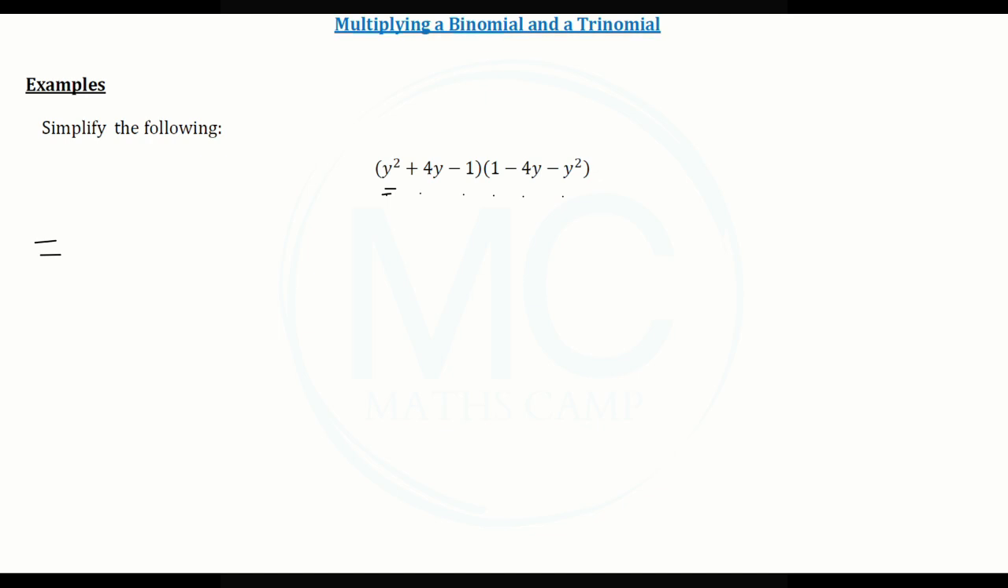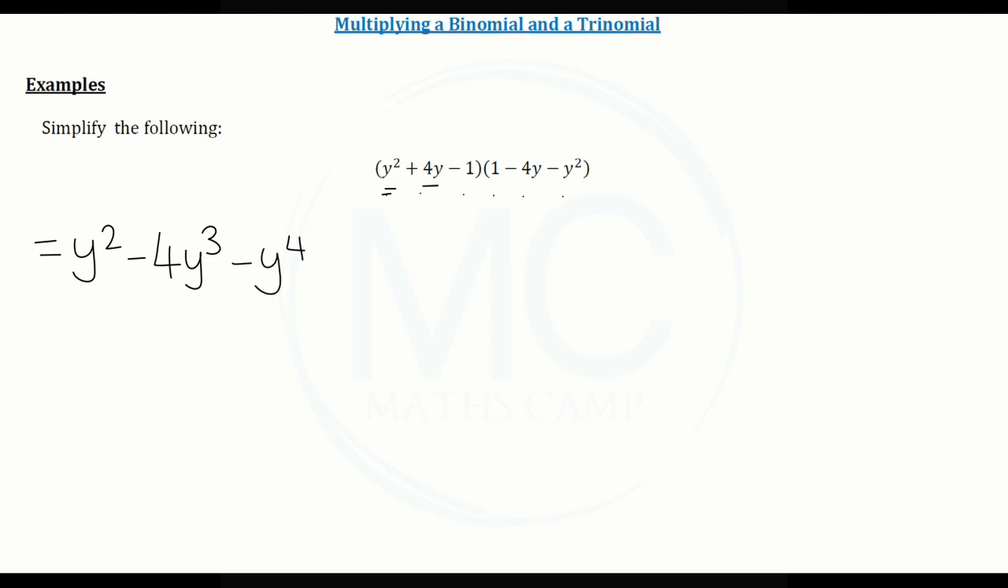So we say y squared multiplied by 1, and we get y squared. Y squared multiplied by negative 4y, and we get negative 4y cubed. And then we multiply y squared by negative y squared, and we get negative y to the power of 4.